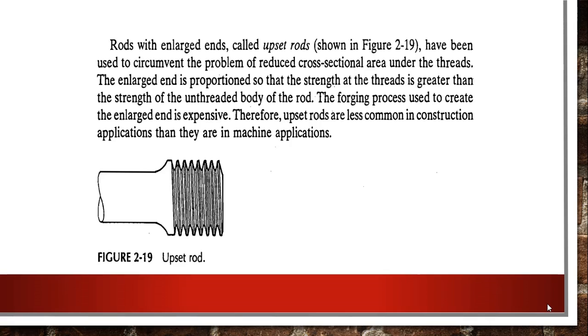Now moving forward, the rods with large ends, called upset rods, as shown in the figure, have been used to circumvent the problem of reduced cross sectional area under the threads. The enlarged end is proportioned so that the strength at the thread is greater than the strength of the unthreaded body of the rod. The forging process used to create the enlarged end is expensive. Therefore, upset rods are less common in construction applications than they are in machine applications. So basically these are used for machine applications rather than construction.